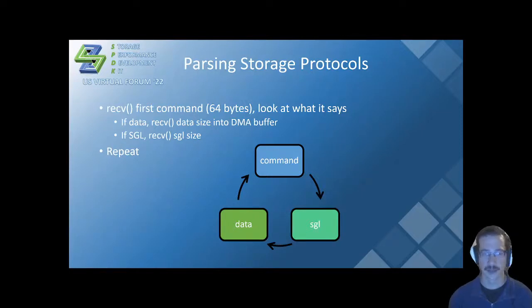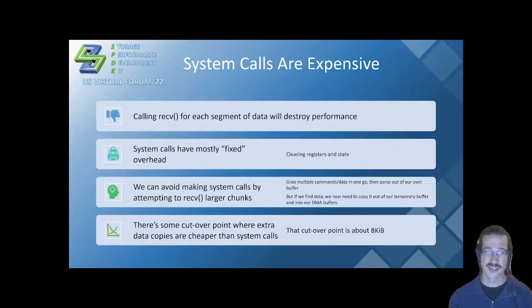You're doing like an 8-byte receive on the common header and then a 64-byte receive typically on the command, but there's a lot of conditionals here where things can change sizes or come in different order. So you have to do all these really small receives. But it turns out system calls are expensive. You do not want to be doing a lot of system calls. So how can we avoid this, basically?